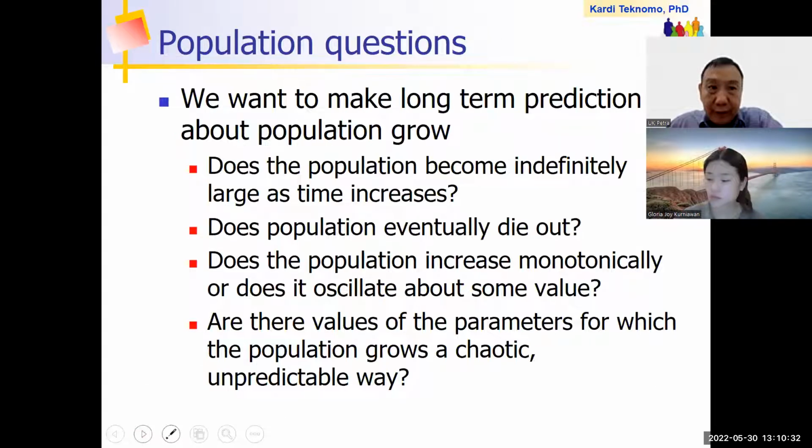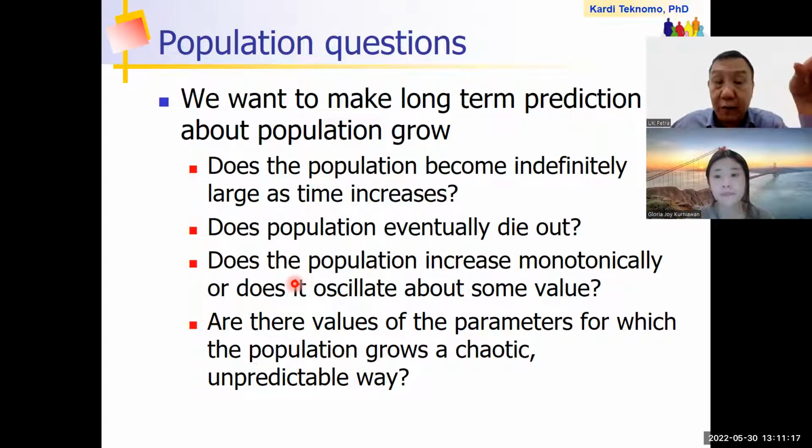So then there are certain questions here. We want to make a long-term prediction about population growth. So look at it this way. Why would someone want to check the population growth? If you know the population growth, this is very important because you want to know whether the population will increase indefinitely over time, or will it eventually die out? There are certain tribes, for example among Native Americans, that actually died out not because of an attack from outside, but because of their marriage structure.